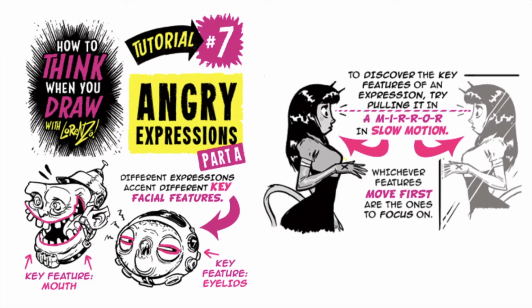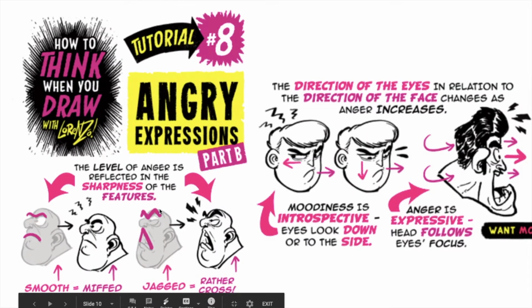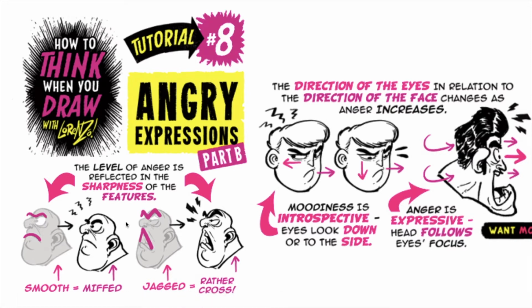So over here you see for happiness it's kind of the mouth. For anger, it's more the eyebrows, followed by the top lip. So don't be afraid to use heavy lines when drawing anger. How angular and pointy the features are shows how intense the anger is. Notice in this picture the guy looks a little bit angry. His eyebrows are curved down a little. But in this one he looks even angrier because his eyebrows are curving down in a more angular way.